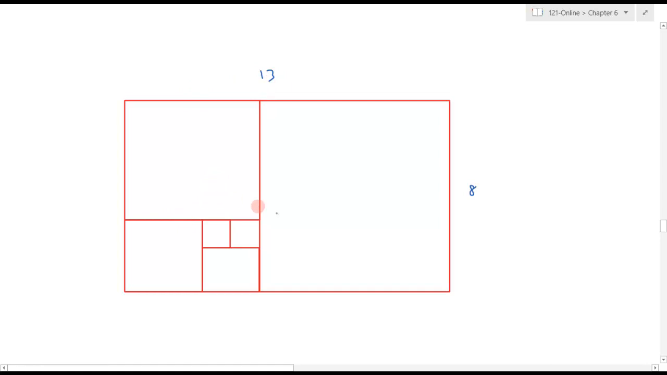And an interesting mathematical relationship is this. Notice if you take 1 squared, that would be the area of this square, plus 1 squared, that's this one, plus this one, plus 2 squared. The area here would be 3 squared. This one here is 5 squared. And this one here is 8 squared.